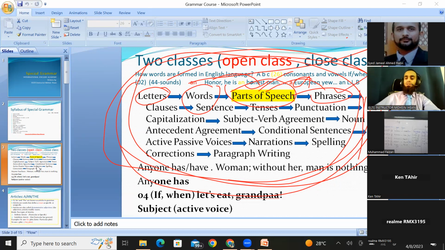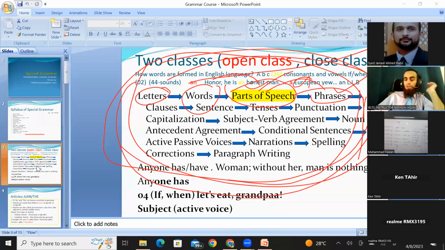Okay, now from parts of speech, what else is going to be created in grammar? That is called phrase. What are phrases? Yes, what are phrases? A small group of words is called phrases. Good. That add some meaning to a sentence. Yes, for example, yes, Fezan. Yes, for example, the on the table.